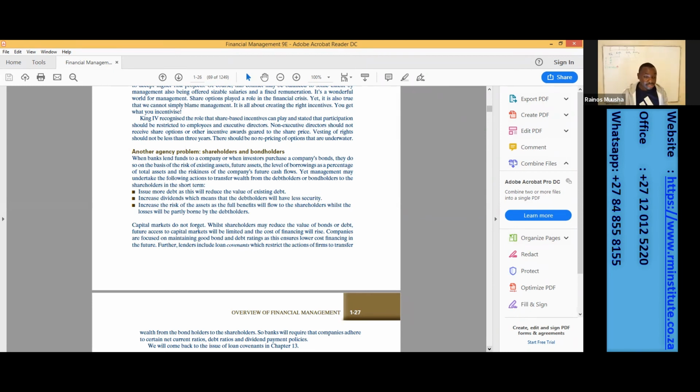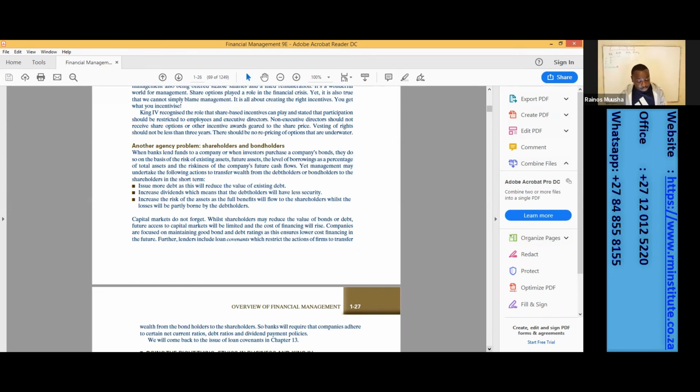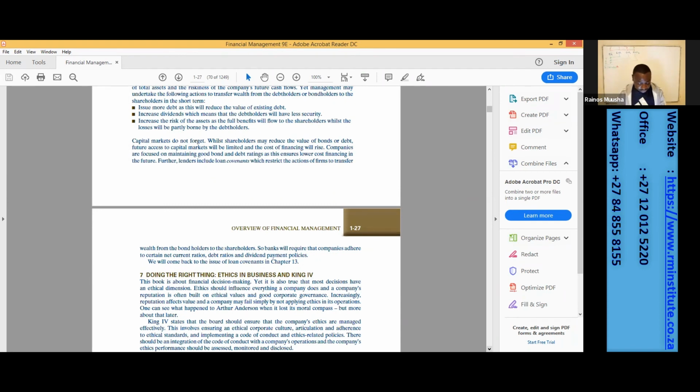And remember, if the debt holders already agreed that they're going to be charging 10% interest, no matter how much risk the company ends up taking, they will still get the same 10% interest. And when the profits go up, they still get the same amount. So there's no incentive for the debt holders for the company to take on more risk. So this is where the agency problem comes in between the shareholders and the bondholders.